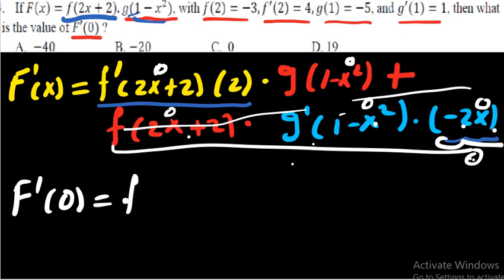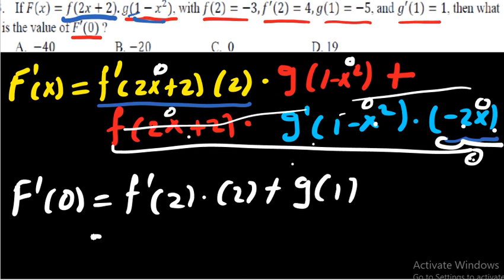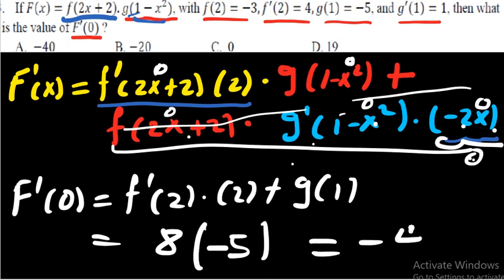So what do we have? F derivative at 0 plus 2 will be 2 times 2 plus g of 1 remain, which is f derivative at 2 is given to you 4. 4 times 2 will be 8, and g of 1 is given to you negative 5. So minus 5. So the answer is going to be, okay, this one is times, so we have to multiply, because this is the first part, the whole is times. So I'm not going to subtract, it's product. When you multiply, it's going to be negative 40. So the answer is found at A.